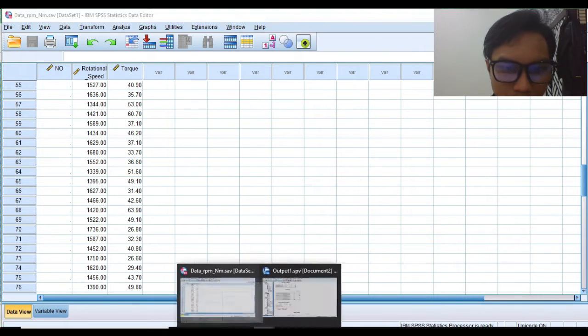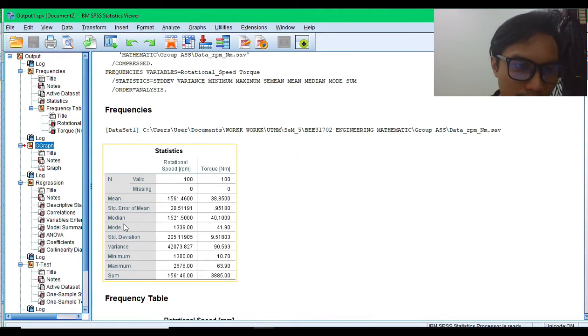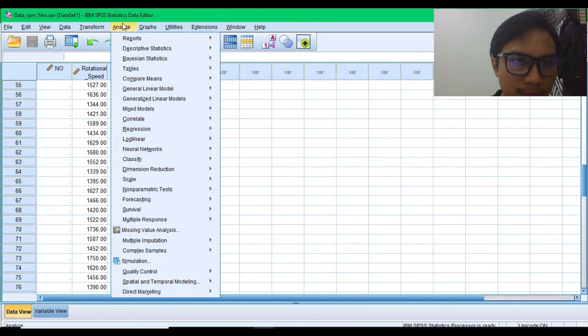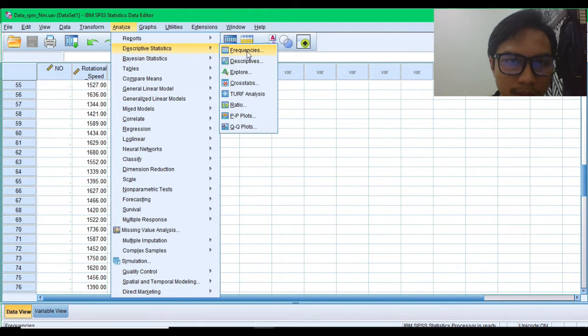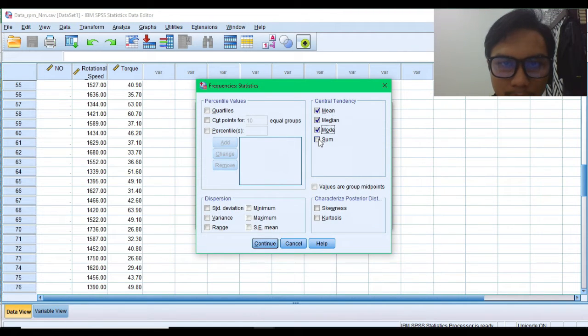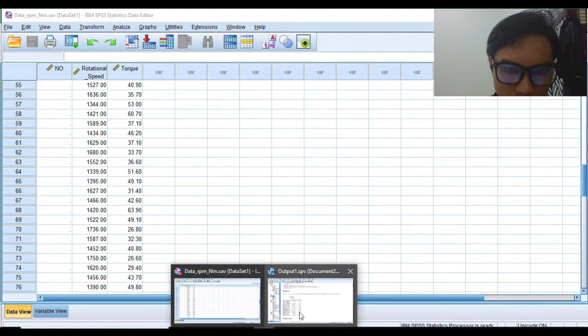For the first output, we need to find the mean, median, mode, variance, minimum, maximum, and sum. Also, we're going to use the frequency. For the frequency, we analyze statistic, frequency, and put in the rotational speed and torque also. Statistics: mean, median, mode, sum, variance, minimum, maximum. After we click OK, we get the output like this.